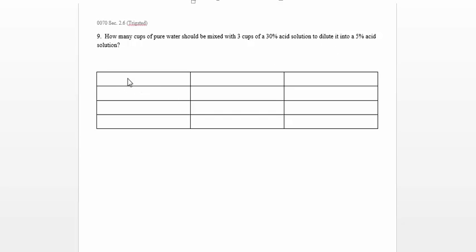Let's look at exercise 9 from the section 2.6 worksheet. How many cups of pure water should be mixed with 3 cups of a 30% acid solution to dilute it into a 5% acid solution?